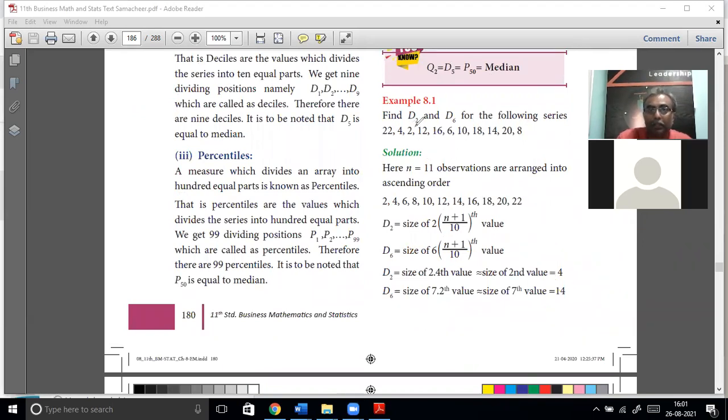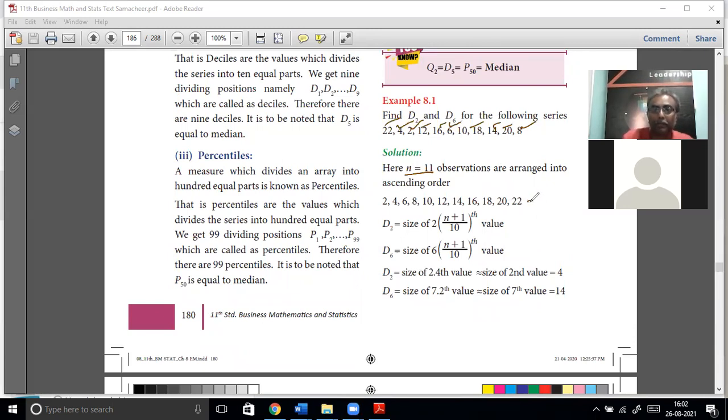So there are 1, 2, 3, 4, 5, 6, 7, 8, 9, 10, 11 observations here. So n is equal to 11. First, you have to arrange in ascending order. You directly cannot do this. So 2, 4, 6, 8, 10, 12, 14, 14, 16, 18, 20, 22. Like that. Now you got this.